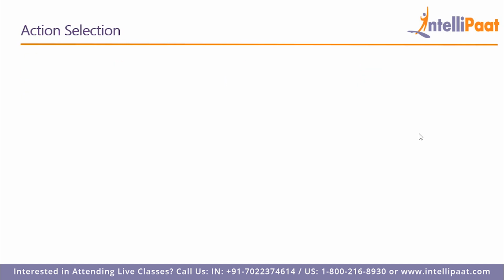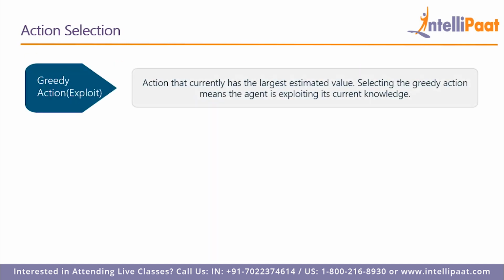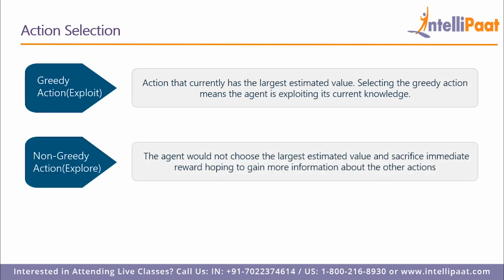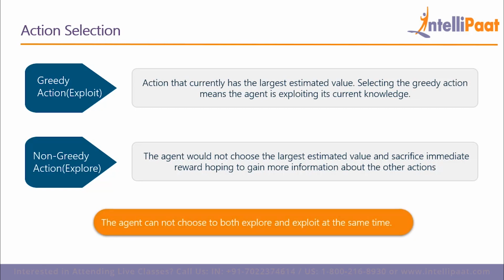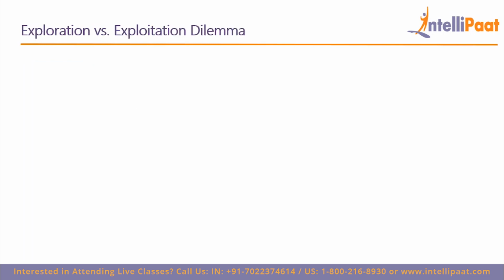So now we have come down to the process of selecting the actions. The greedy action is when we choose the current highest estimated value, which means that we are exploiting the current knowledge that we have. Or we can choose to explore further by selecting the non-greedy action, hoping that we'll get more information about the other actions. But an agent can only select one action at a time, either the greedy or the non-greedy. So that brings us to this challenge that we face in reinforcement learning called the exploration versus exploitation dilemma.